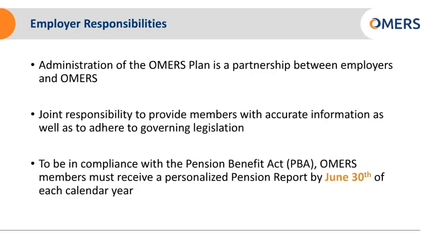It is legislated that every member must receive their updated pension report by June 30th of each calendar year. This provides extremely important information about a member's pension. We must work together to ensure that we meet this requirement.